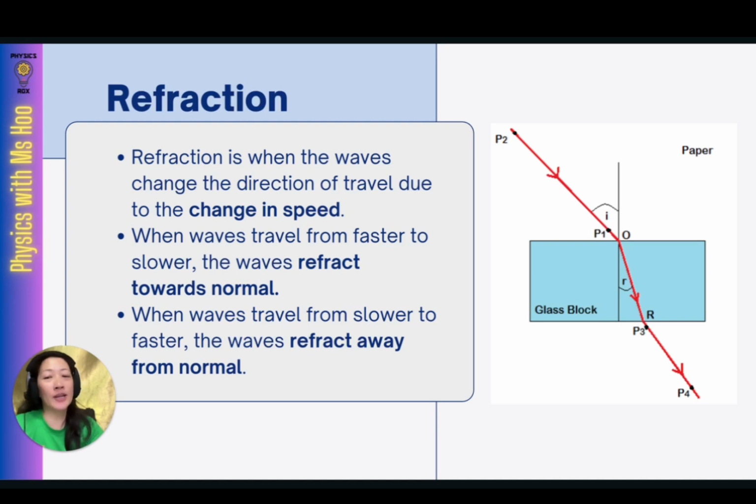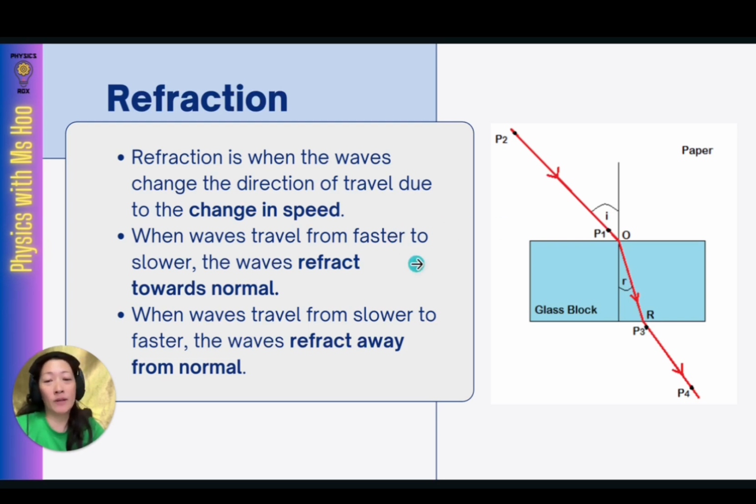Refraction is when the waves change the direction of travel due to the change in speed. What this statement means is that refraction is the term given to the concept where we observe that the waves have changed direction. And the reason for the change in direction is due to the change in speed. You need to know what the change in direction is when the speed changes.